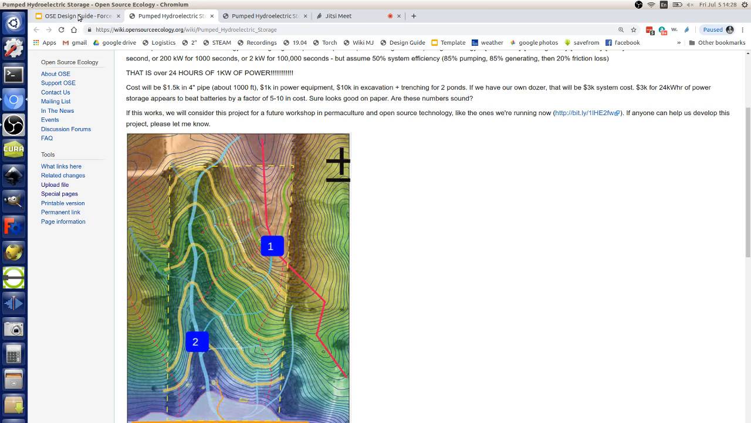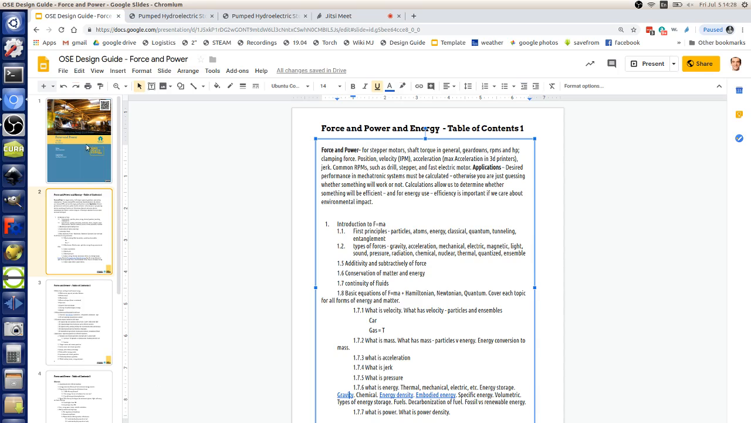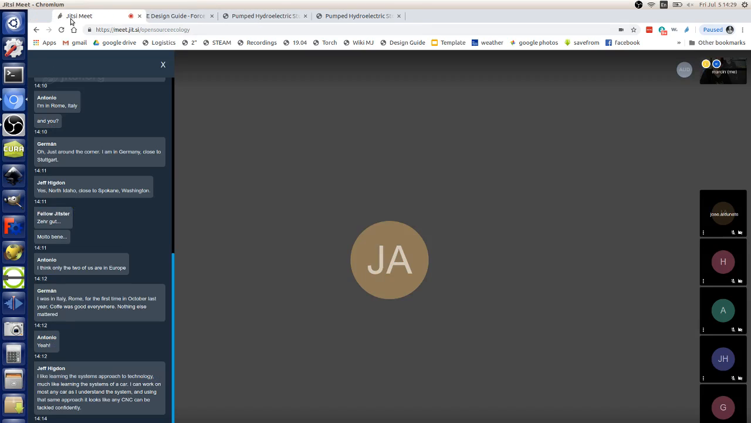Oh yeah, share my screen here. A lot of this is very conceptual, so you kind of get the 101 on forces and energies. Let me share my screen.